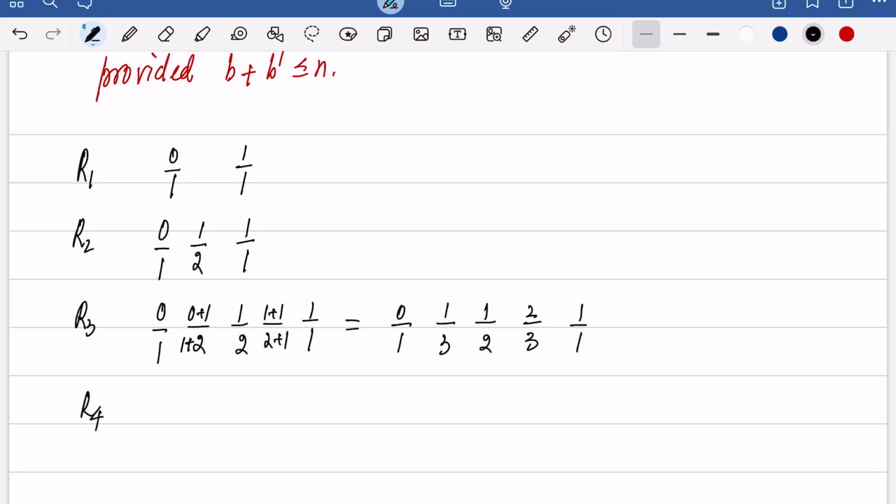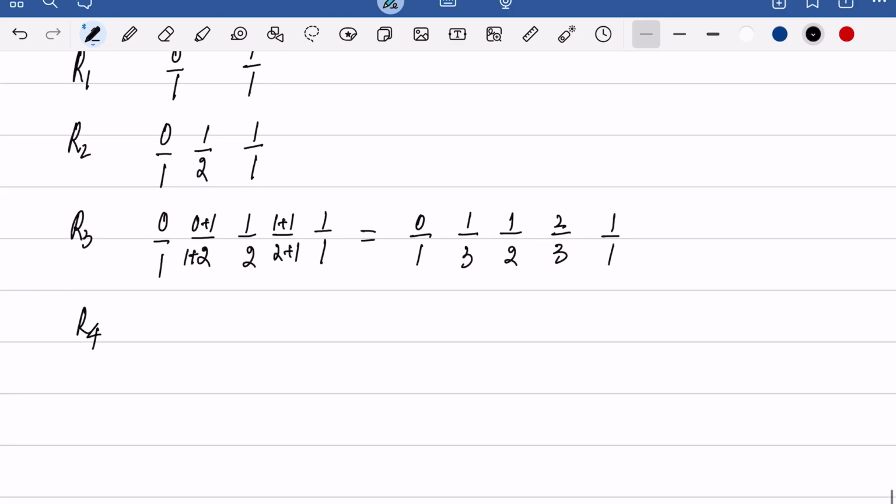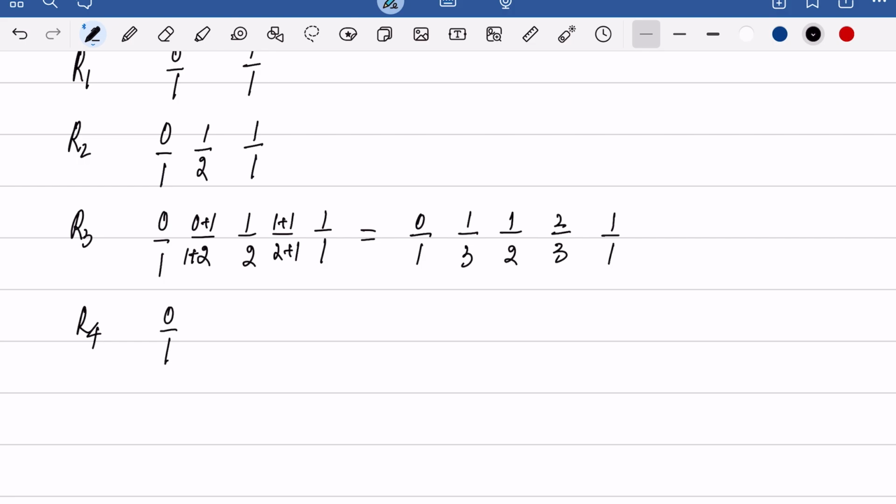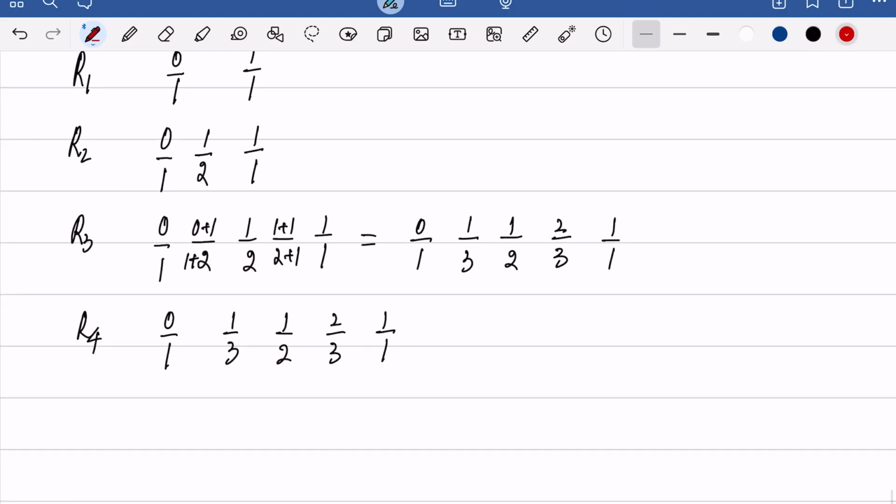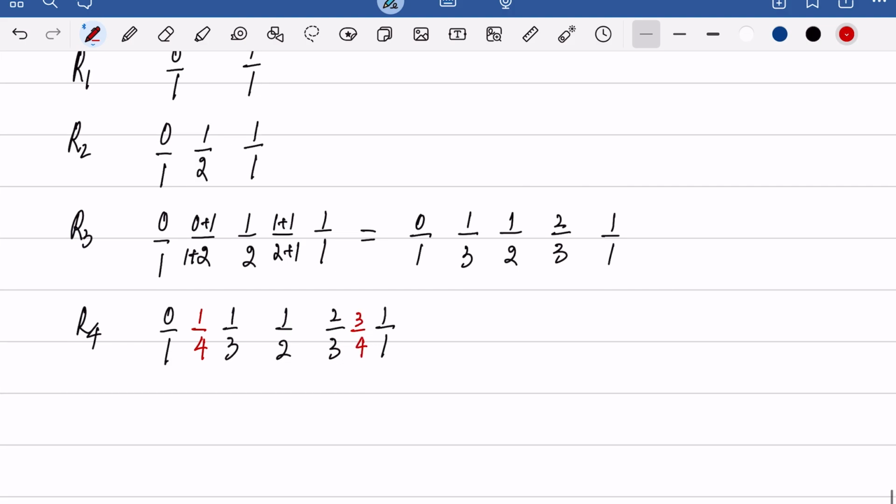Now in the fourth row, we first write all these entries of the row number 3. So it is 0 by 1, then 1 by 3, then 1 by 2, then 2 by 3, then 1 by 1. Now we have to insert the new numbers and keep in mind that the denominator should not be greater than 4. So now this is 0 plus 1 by 1 plus 3, this becomes 1 divided by 4. Now if we insert here, we get 2 by 5, but 5 is bigger than 4, so we cannot insert here. And similarly, we cannot insert here, and 2 by 3, 1 by 1, this becomes 3 divided by 4. So we can insert these two numbers here.